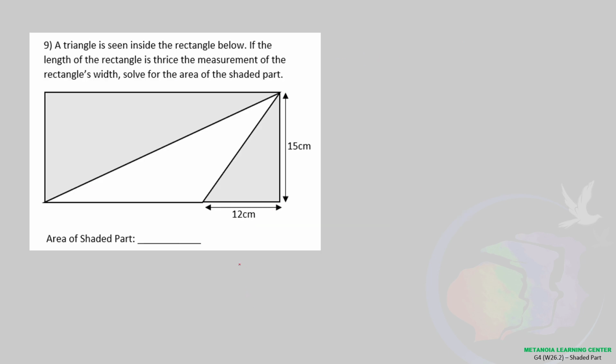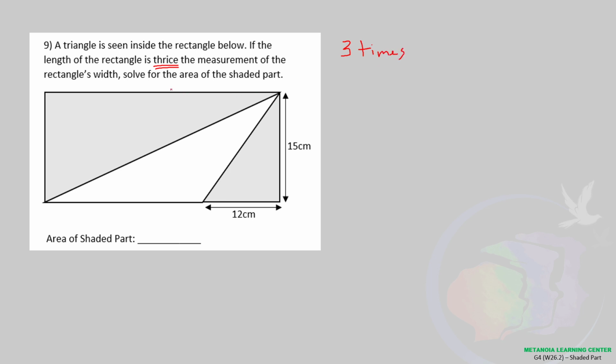So, let's try again. Next, number 9. I'm just assisting you here. A triangle is seen inside the rectangle below. If the length of the rectangle is thrice the measurement of the rectangle's width, solve for the area of the shaded part. Okay, what does that mean? If the length of the rectangle is thrice, it means 3 times. Okay, that's what you mean by thrice.